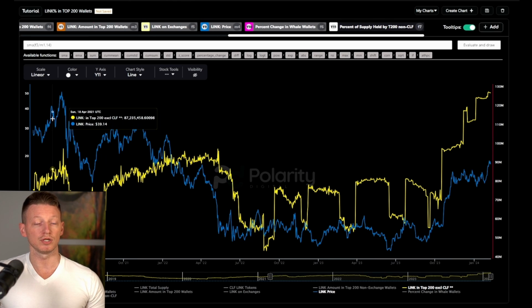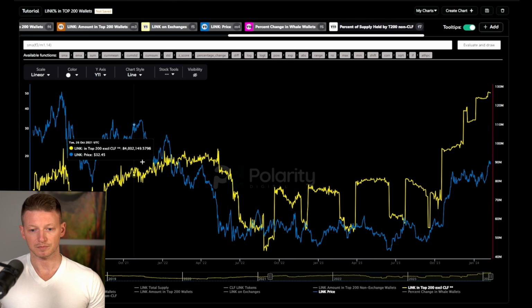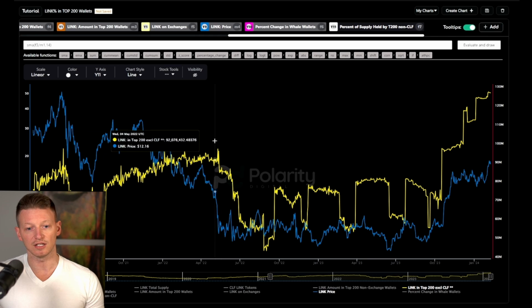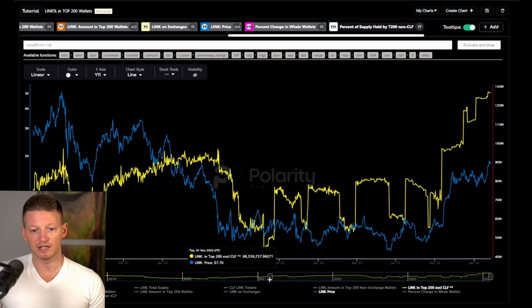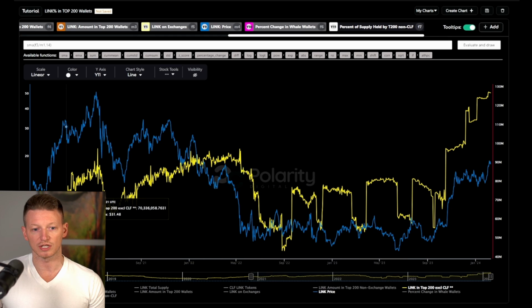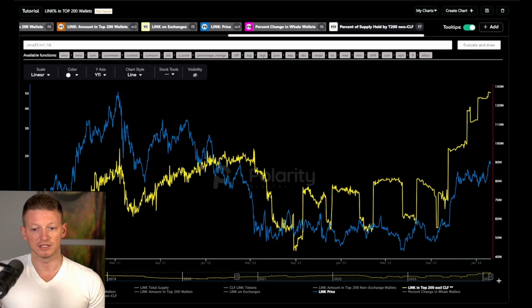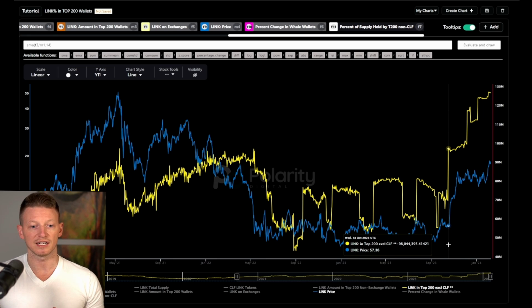Okay, so what we have in blue is the price of Chainlink. What we're looking at in yellow is the top 200 wallets that hold Chainlink, but we're excluding the Chainlink Foundation tokens because we don't really care about them. I want to know how many Link tokens those wallets are holding. And what we can see is that, if you go back here to 2021, remember, we're looking at non-exchange wallets. So we're looking at the top 200 non-exchange wallets.